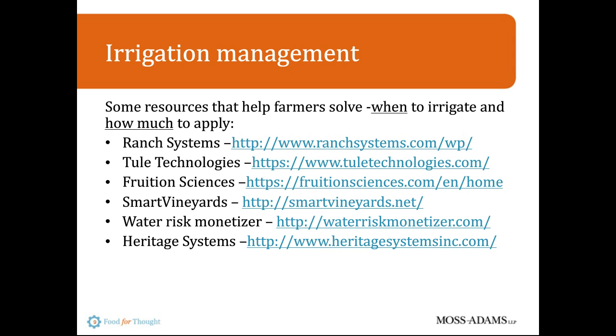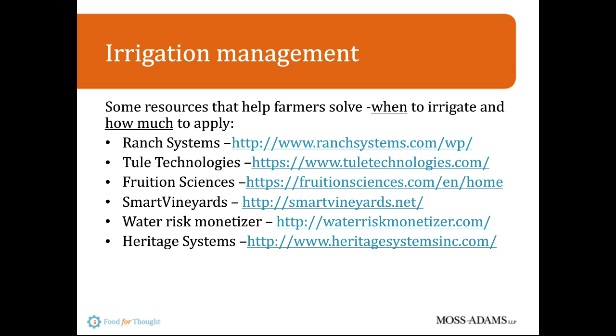Fruition Science, they're based in Napa, and they have, again, the ability to measure evapotranspiration rates from specific vines. You can select reference vines in your vineyard to really monitor what the actual usage is during the day, and that can help you dial in on when will be the optimal time to irrigate, if you're really focused on whether it's to produce the highest yield or the highest quality. Again, these are technology tools that are available to help you dial in and meet your objectives.